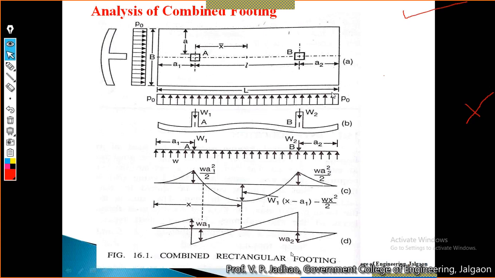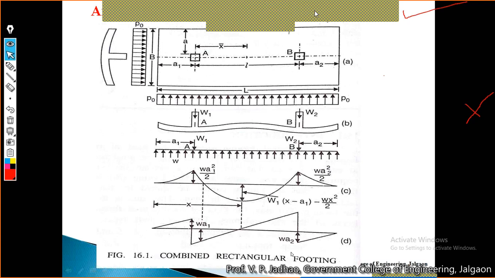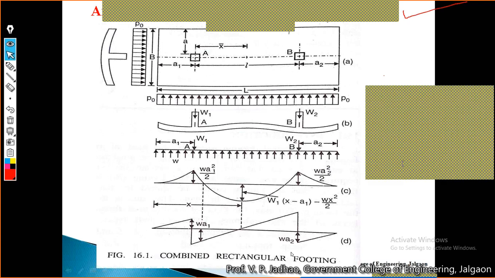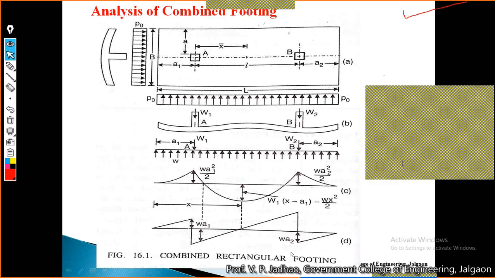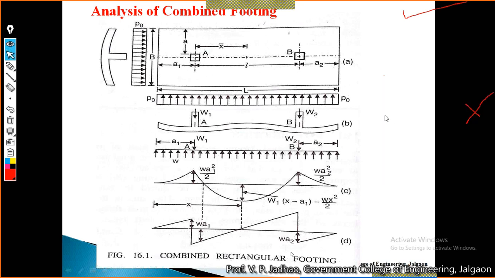So we shall continue now. I want one response from you whether you will be solving the problem with me in your register, because design is not something that we'll be just hearing. So I'll tell you the problem, write down the problem, and then we'll start the design. Okay, write down the problem. Design a combined footing.